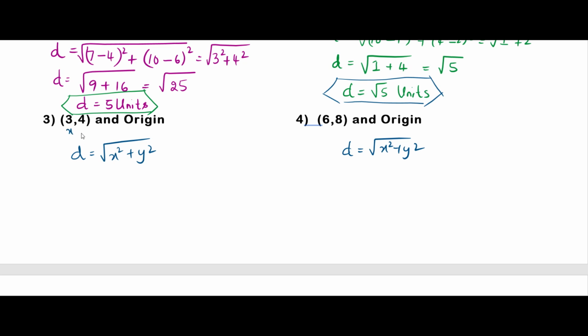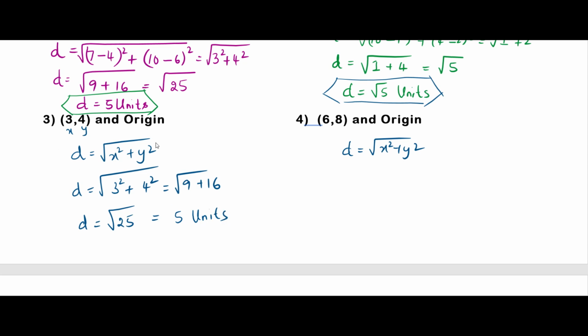What is x? x is 3, y is 4. Now d equals x square is 3 square plus y square is 4 square. What is 3 square? 3 square is 9, 4 square is 16. We get d equals 9 plus 16 is 25. That is square root of 25. What is square root of 25? It is 5. Therefore, the distance between the point (3, 4) and the origin is 5 units.